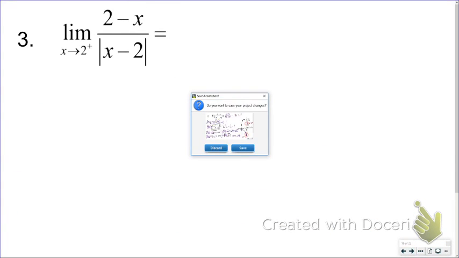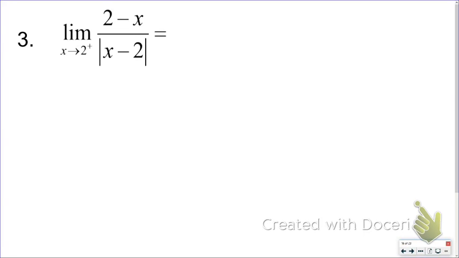Okay, so number 3. Here, if you try direct substitution, notice this is a one-sided limit, the limit as x approaches 2 from the right. If you try direct substitution, you're going to get 2 minus 2 over 2 minus 2, or 0 over 0. So instead, what I'm going to do is rewrite this expression, okay? Now, I'm going to just take a small part of this. I'm going to take just this part.